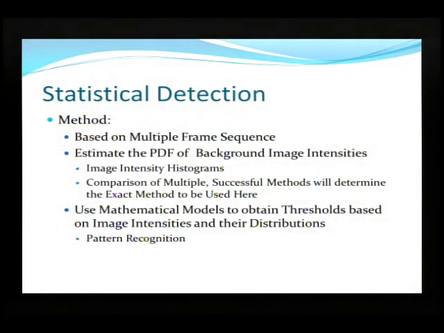Basically, it's based on a multiple frame sequence, so you're going to look at multiple frames at a time. The first thing you're going to do is use the pixel intensities and the values that are represented in the image, and you're going to obtain the PDF of that background. And you can do this using histograms. And then the next thing you're going to do is use a mathematical model to obtain the threshold. And from obtaining the threshold, that is what's really going to allow you to separate foreground and background.